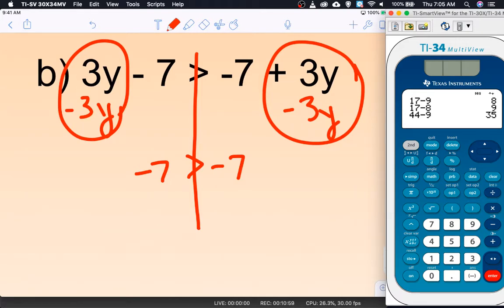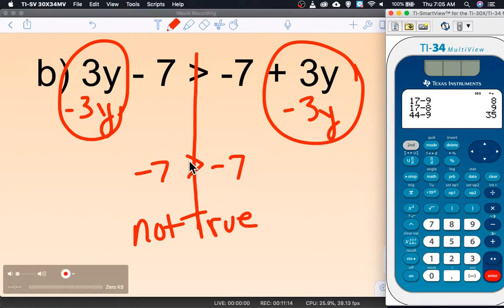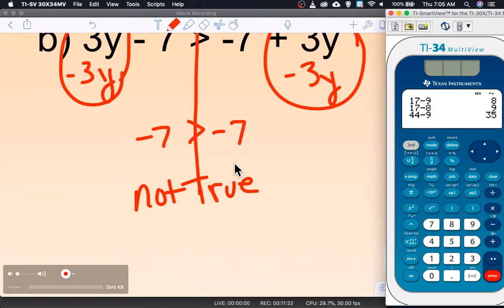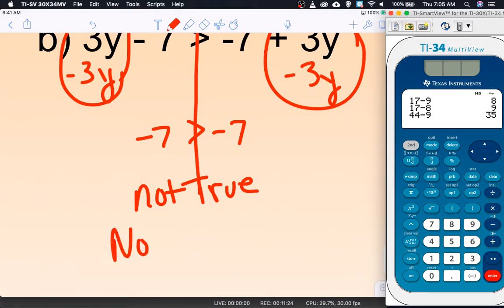Okay. So we ask ourselves, is this true or false? Well, this is false. This is not true. -7 is not greater than -7. They're equal. It's the same thing. So it's not bigger than itself. This is not true, which means this problem has no solution.